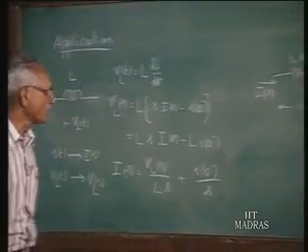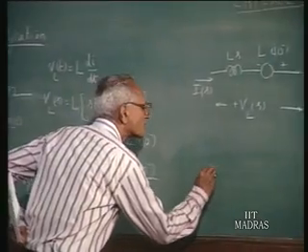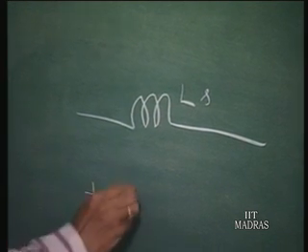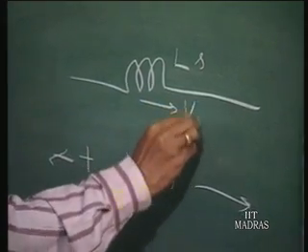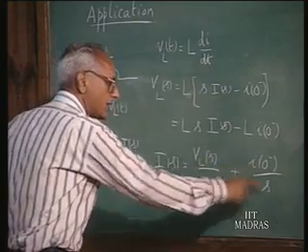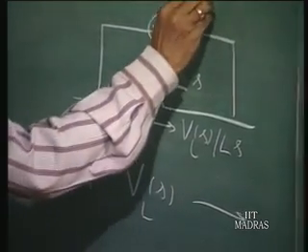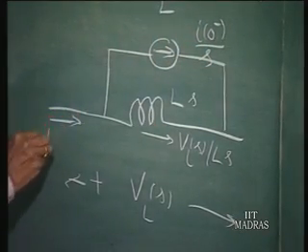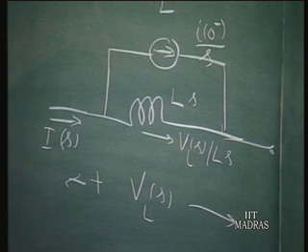Similarly, if you want to model this equation by means of an equivalent circuit representation, we have an element having a generalized impedance Ls with a terminal voltage V_L of S. So naturally the current here will be V_L of S over Ls, but the terminal current I of S is larger than this by an additional value. Therefore, you should have a current source which is I0 minus over S. So the sum of these two currents will be your terminal current I of S. So this then is another equivalent representation of an inductor in the transform domain.